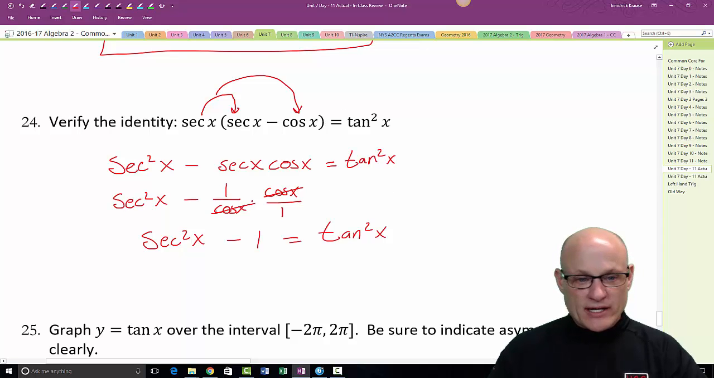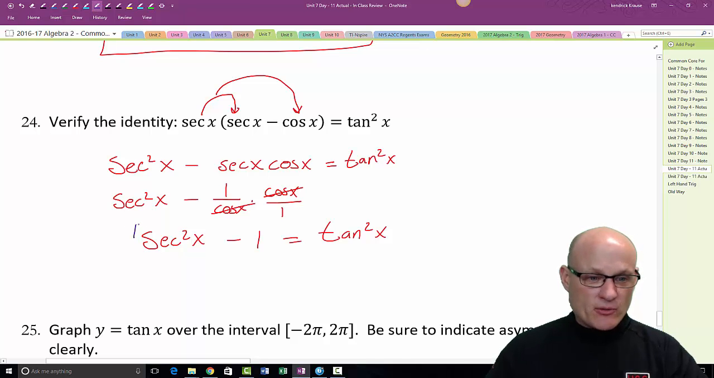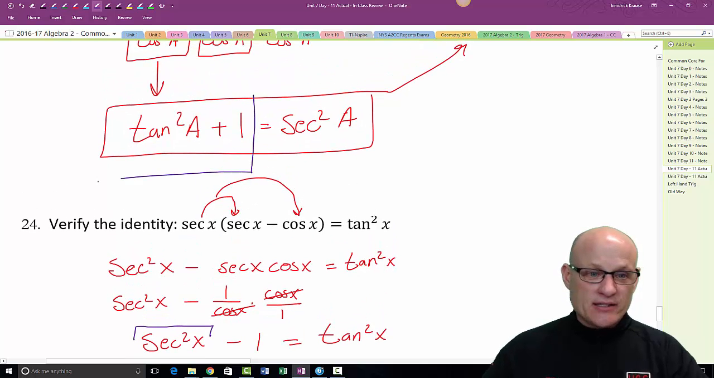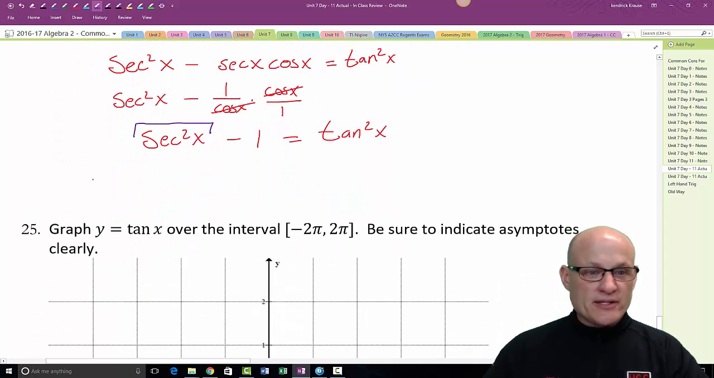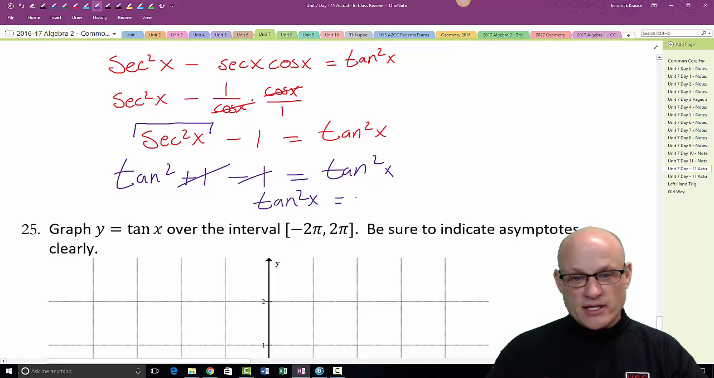Now, I'm not allowed to mess with the right side, so I have to do something over here. And you can't do anything with 1, but I certainly can do something with this thing. Let's see, what is secant squared equal to? Oh, wait a second. Secant squared is equal to tangent squared plus 1. So I'm going to replace this with tangent squared plus 1 minus 1. Well, what happens to these ones? They cancel, and I end up with tangent squared x equals tangent squared x.